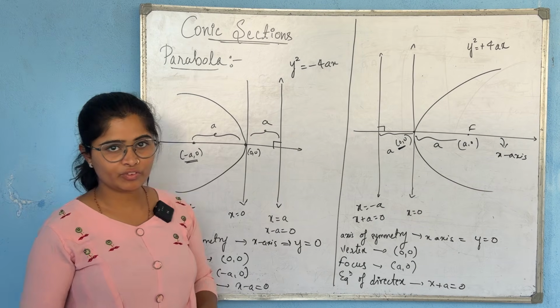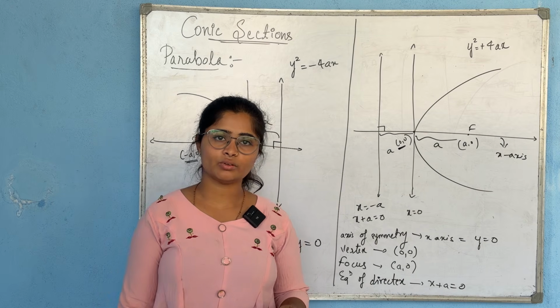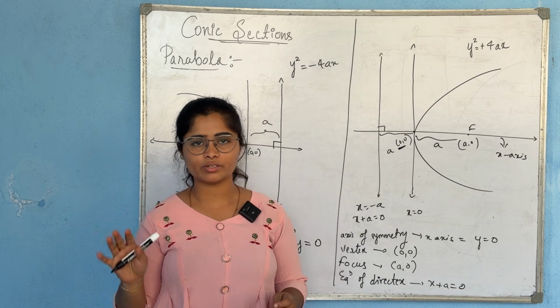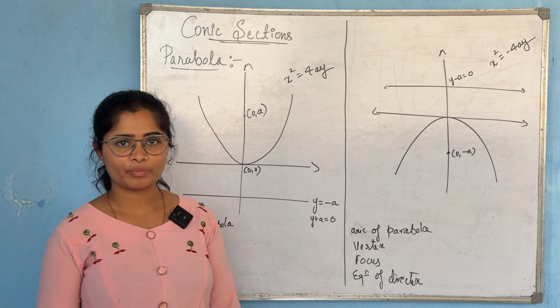And the same way we will have the other two equations of parabola, that will be x square is equal to 4ay and x square is equal to minus 4ay. We will see them in the next slide. So, let us see the other two equations of parabolas.